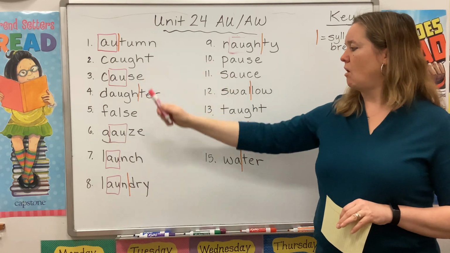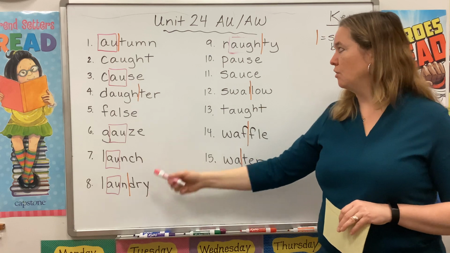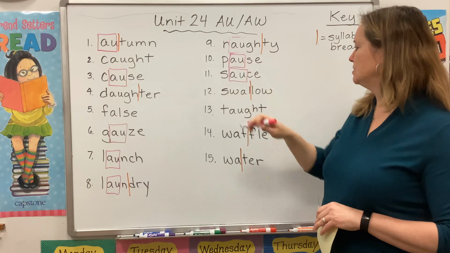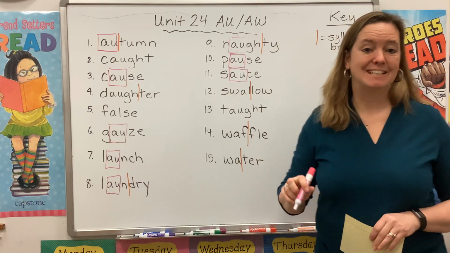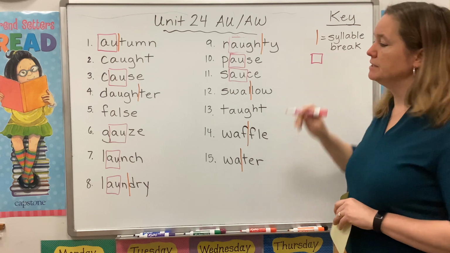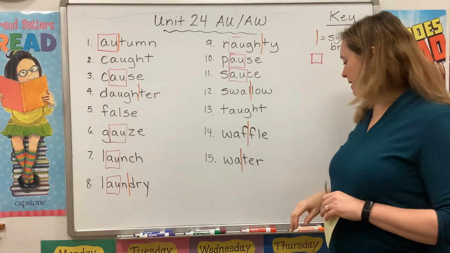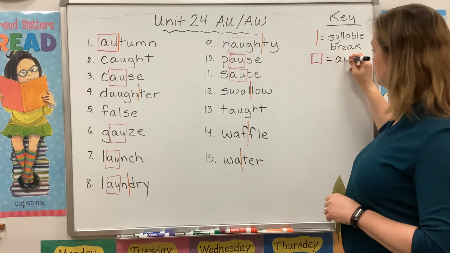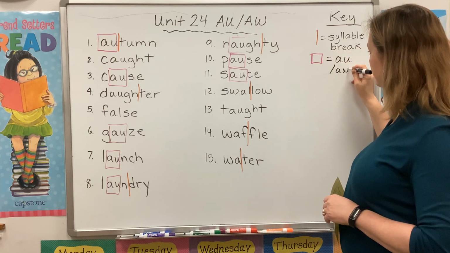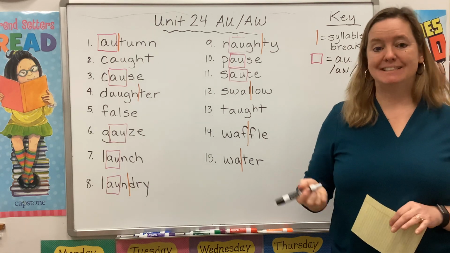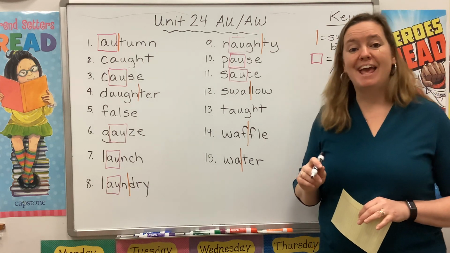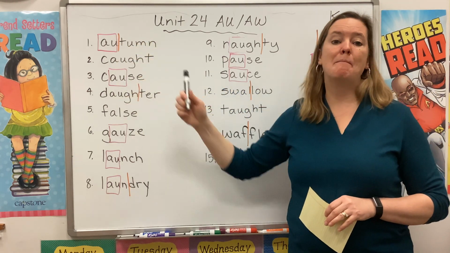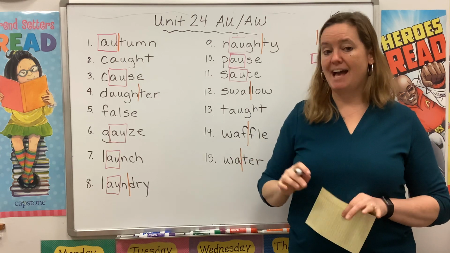So autumn, cause, gauze, launch, laundry, pause, sauce, and that's it. So in all of these words, anything with a pink box around it, we have AU, just those 2 letters working together to make the ah sound. I want you to notice where AU is found. It can show up at the beginning of a word. It can show up in the middle of a word, never at the end.